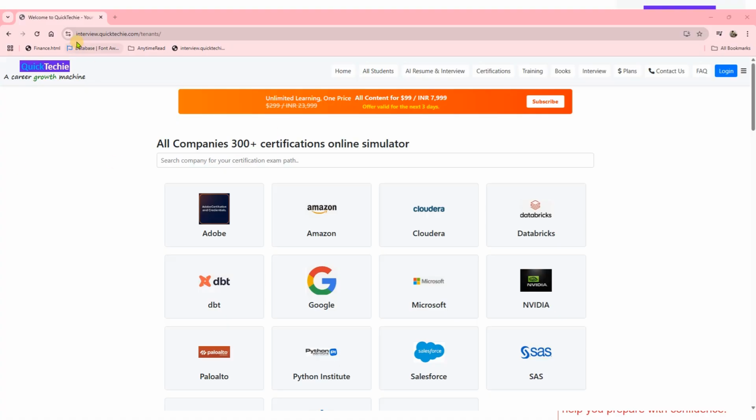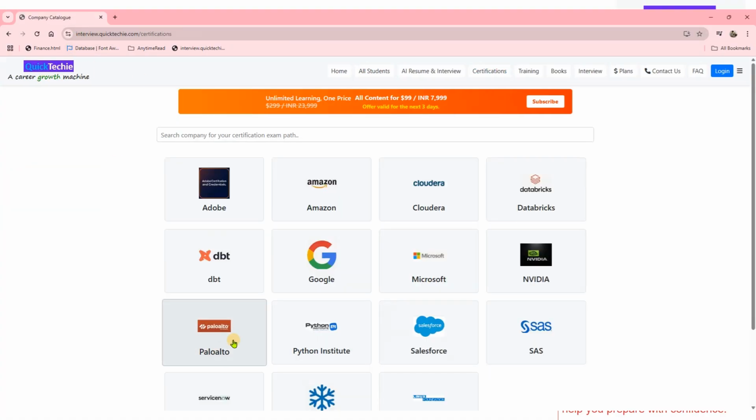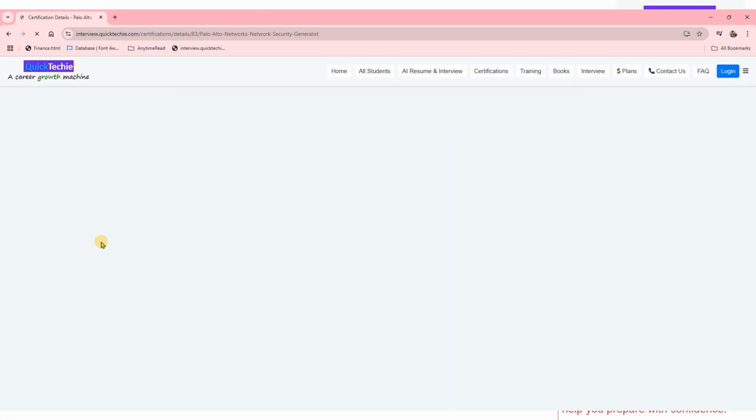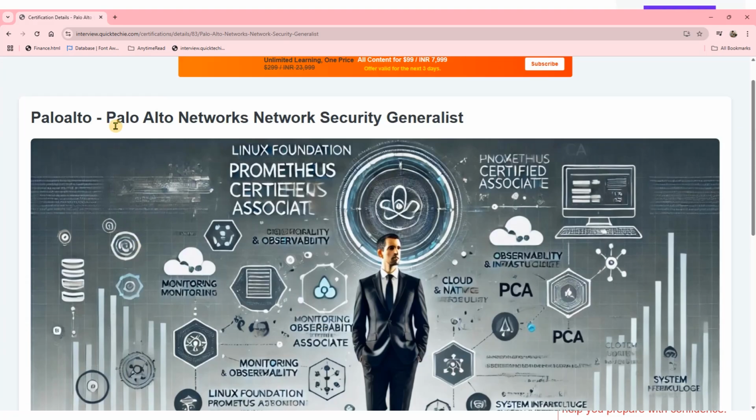This overview should give you a good understanding of the infrastructure management and CDSS domain for your Palo Alto Networks Network Security Generalist certification preparation.